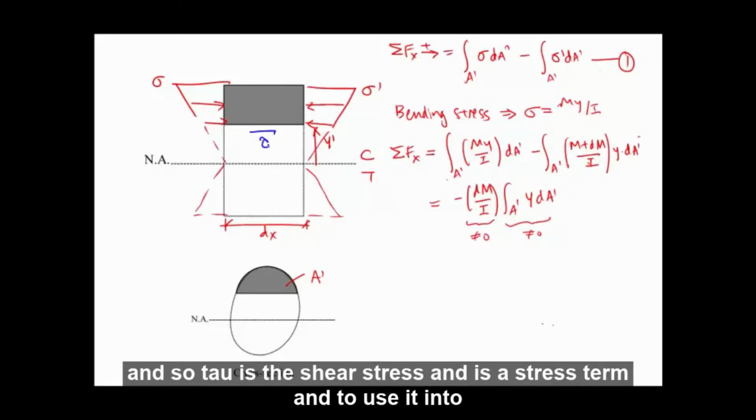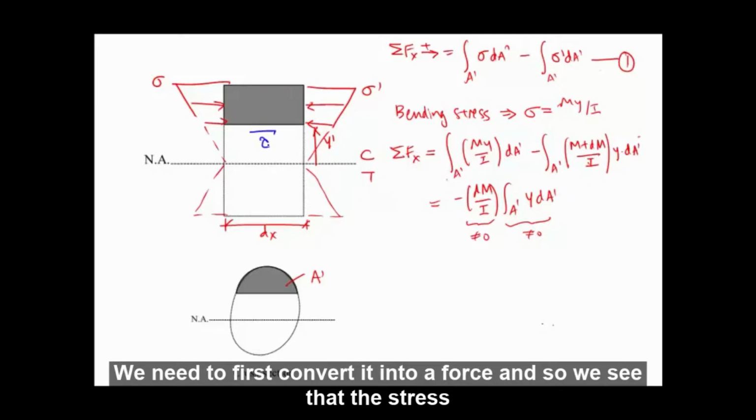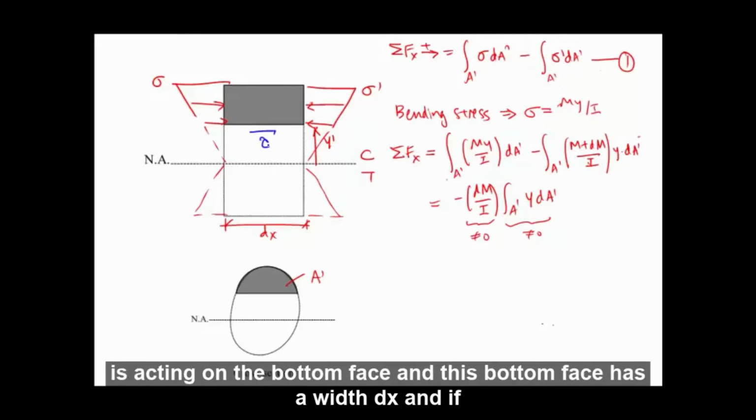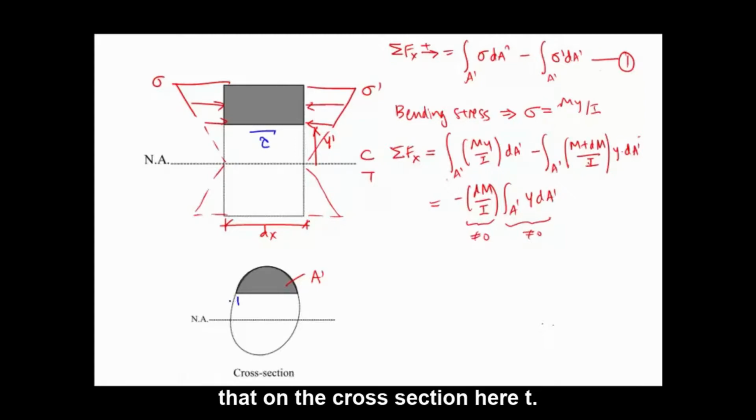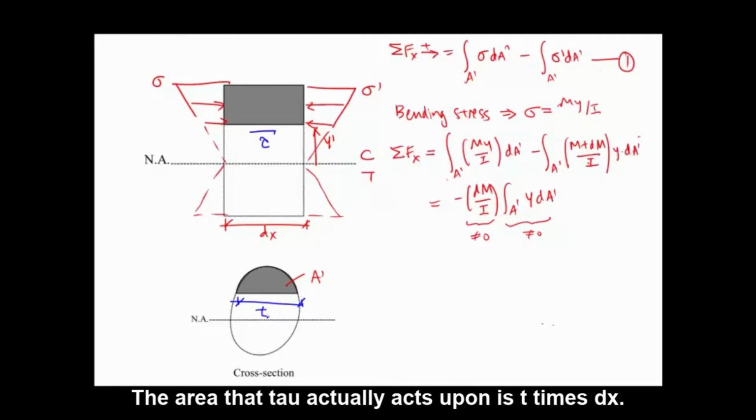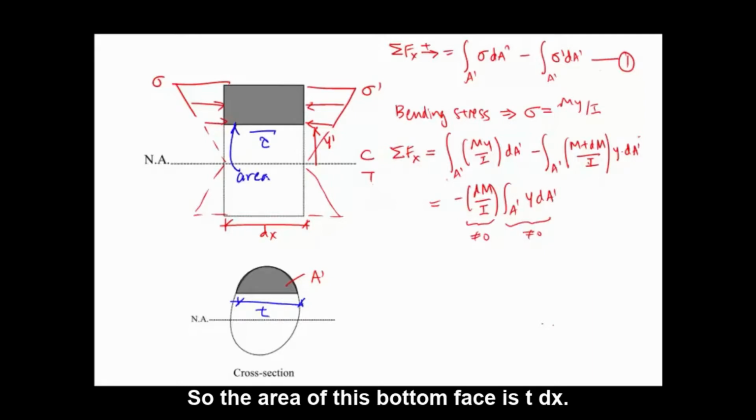To use it in our force summation, we need to first convert it into a force. We see that the stress is acting on the bottom face, and this bottom face has a width dx. If we let the thickness of the segment going into the page be t, I'm going to label that on the cross section here, t, the area that tau actually acts upon is t times dx. So the area of this bottom face is t dx.